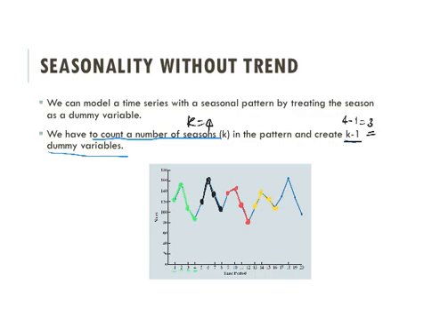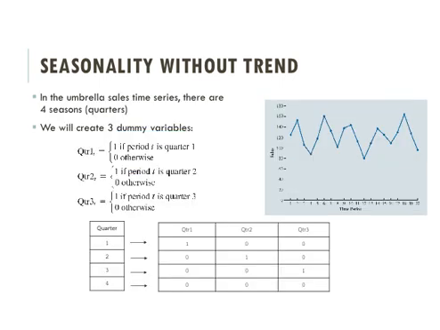Here, in the umbrella data set, each one is quarter 1, quarter 2, quarter 3, and quarter 4 for each year. So for this data set, each time period is actually a quarter. We have 4 quarters per pattern. So now we are going to create 3 dummy variables, alright?